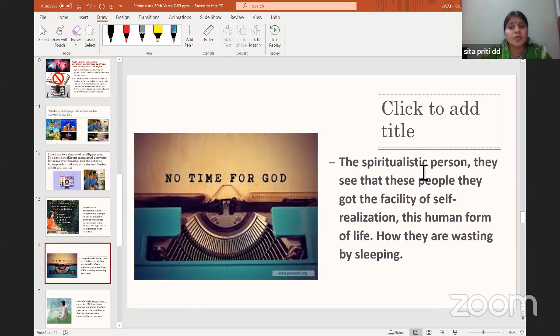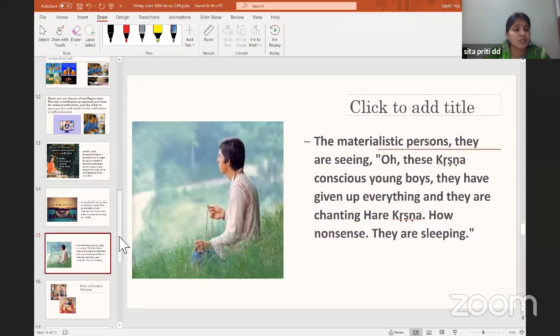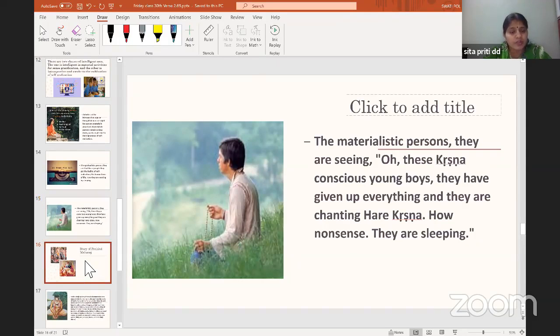Okay, so the spiritual person sees that these people have got the facility of self-realization. You know what a devotee feels? See, when you go on the streets, there are so many Prabhujis and Matajis who are distributing books, because they have that compassion for you. They feel, oh, after so many births we have got a human life. Let's use this life in the service of the Lord. Let's use this mouth in the service of the Lord by chanting the holy names. This is the compassion which the spiritual person feels for us.